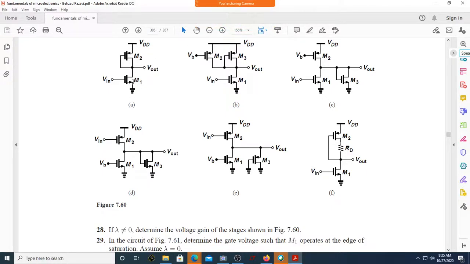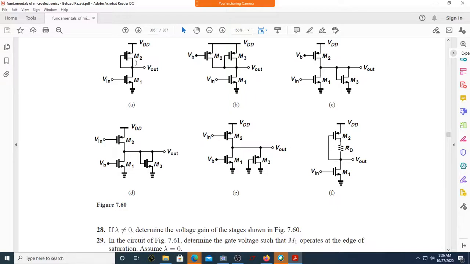It is minus Gm1 into R01 parallel with the resistance offered by this. What is the resistance offered by this? Which one, sir? This one, M2. Because now this M2 is acting like a load. When it is acting like a load, what is the resistance offered by M2? Because these two are shorted.